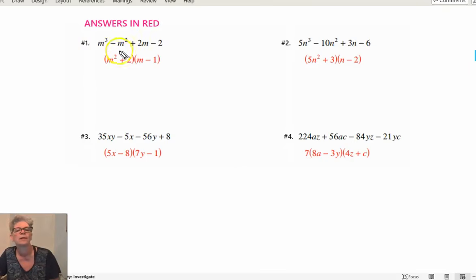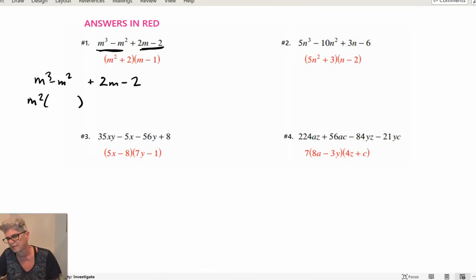So if I look at number 1, when you have 4 terms like this, I'm going to group the first 2 together, and then I'm going to group the second 2 together. Okay, and so with the first 2, I might write them out here, and then have a little bit of space in there. So with the first pairing, they have an m squared in common, so I'm going to factor it out.